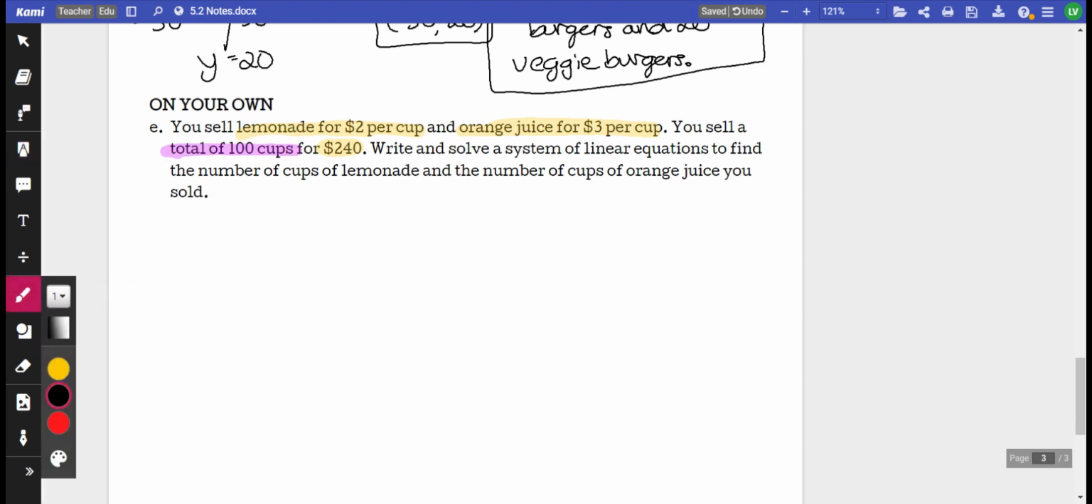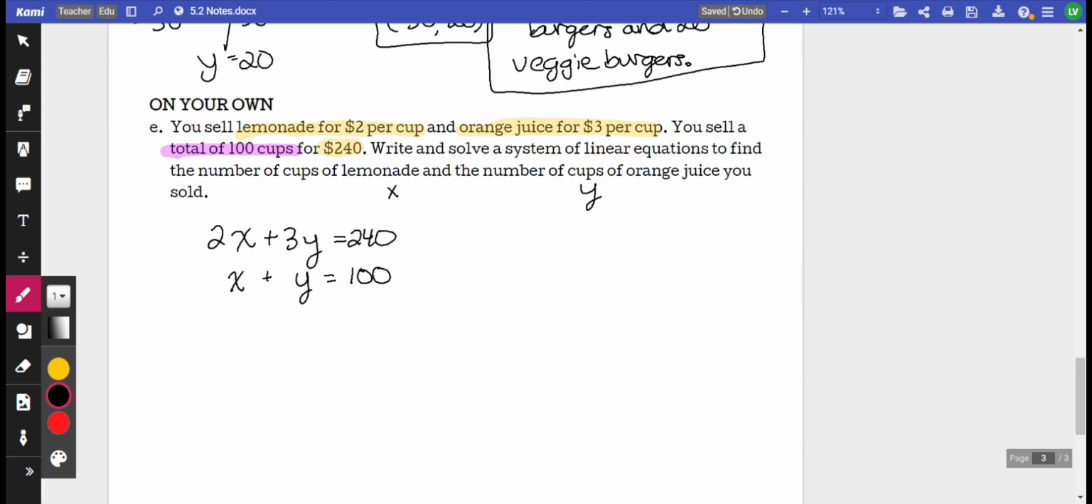Well, let's start with the $240. So it's 2 times x plus 3 times y. Now let me clarify that x is the cups of lemonade, and y is the number of cups of orange juice. It's just important to clarify which one is which. So 2x plus 3y equals 240. Again, because it's $2 per cup of lemonade, $3 a cup of orange juice, and it's going to be $240 in total. And then it says you sell a total of 100 cups. Well, you have x cups of lemonade, y cups of orange juice. That becomes a total of 100.